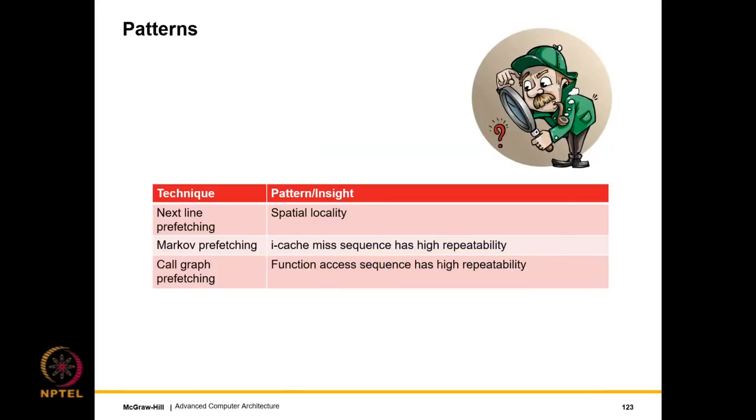The key insight in all the 3 schemes has been the following. The first is next line prefetching, which is a straightforward expression of spatial locality. Then we did discuss the shortcomings of just the next line or the next k lines or the kth line. And we discussed the idea of Markov prefetching. In this case, the miss sequence has high repeatability. But these are not contiguous lines. So these are non-contiguous lines like X, Y, Z, U, V, W, the example that we gave.